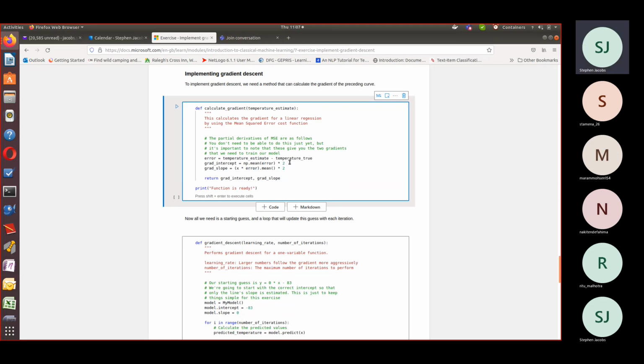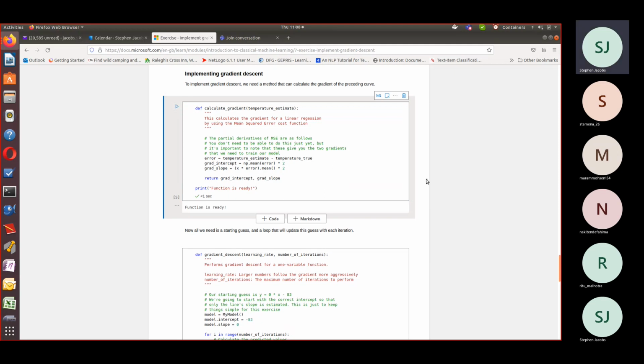And the gradient slope is, again, times the mean squared error of the error each time. So we return the gradient intercept and the gradient slope. This is going to calculate the gradients of that curve over the range. So let's run that. Okay, so that function is ready. Let's move on to the next one.